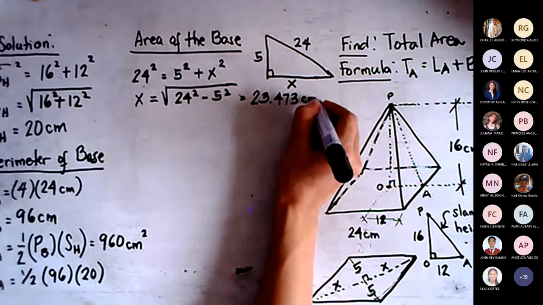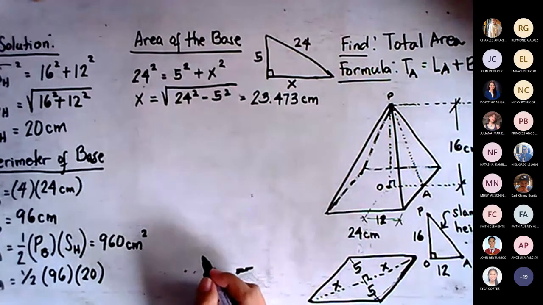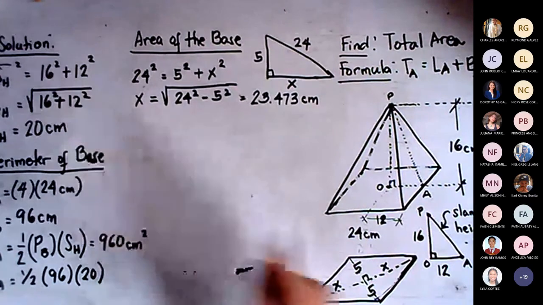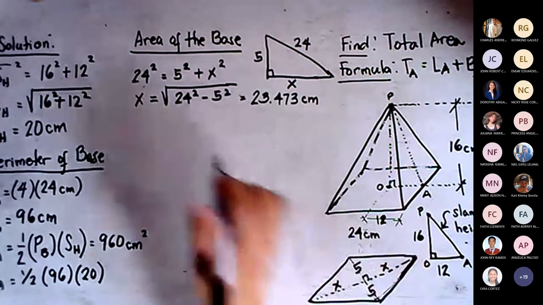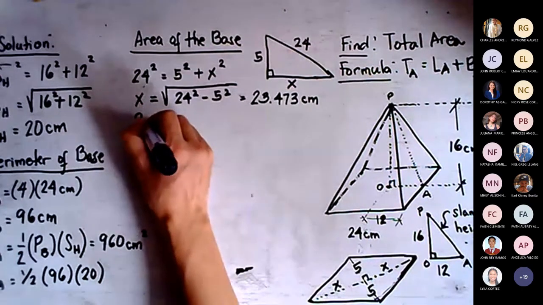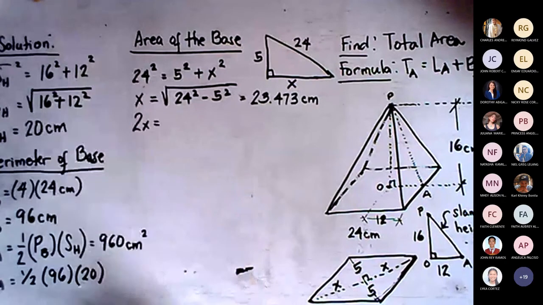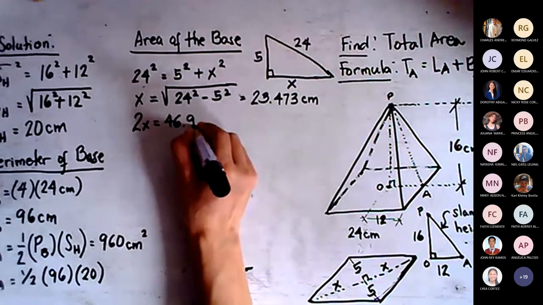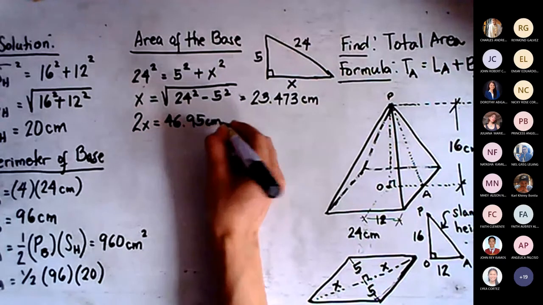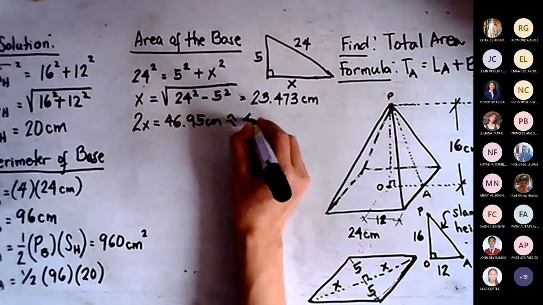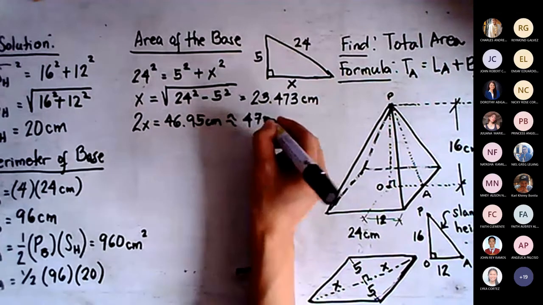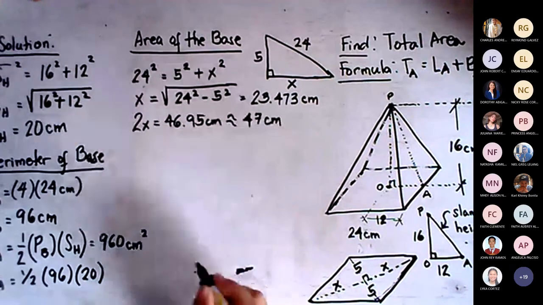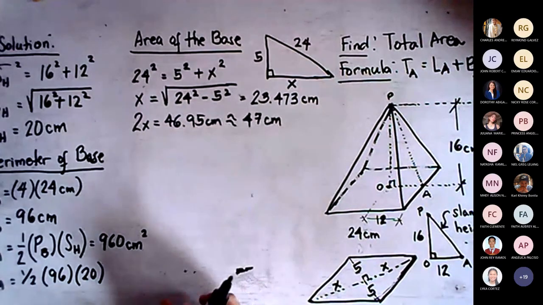23.473 centimeter. And the other diagonal will be 2x. The other diagonal is 2x, and that is equal to 46.95 centimeter, or if you are going to round it off, that is roughly equivalent to 47 centimeter.